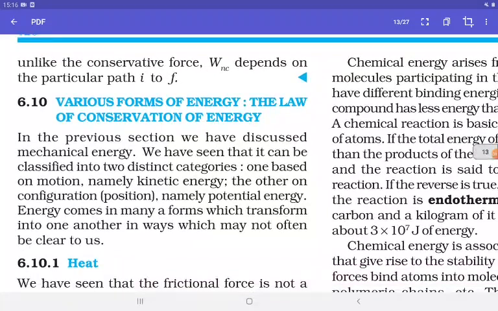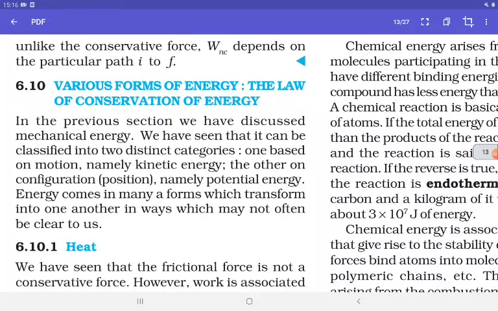Students, in the previous video we have just talked about the conservation of work. So let's start with various forms of energy and the law of conservation of energy. In the previous section we discussed mechanical energy. We have seen that it can be classified into two distinct categories, one based on motion, namely kinetic energy, the other on the configuration, namely potential energy.